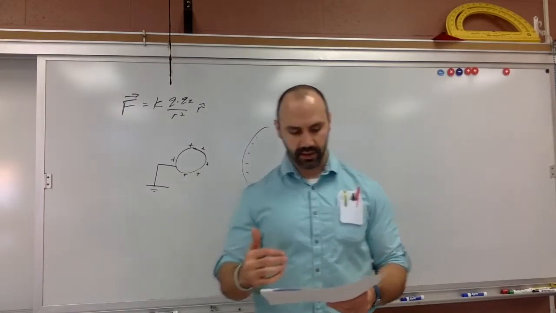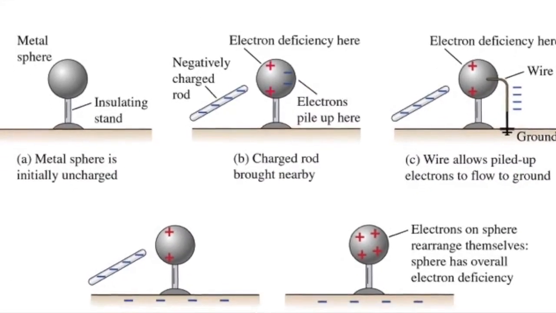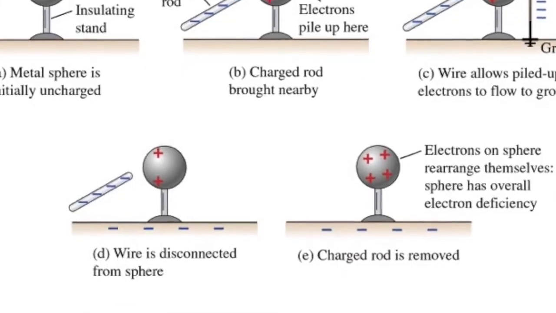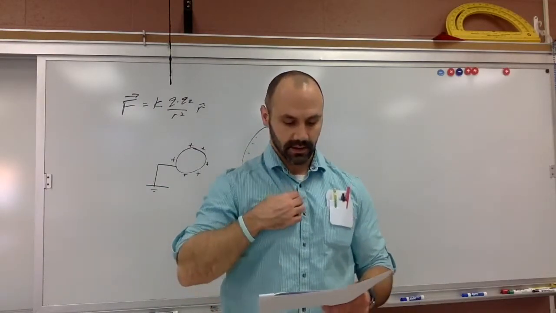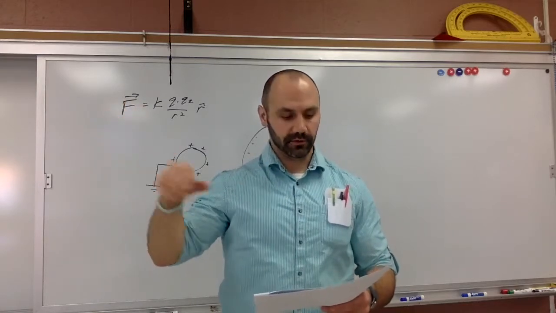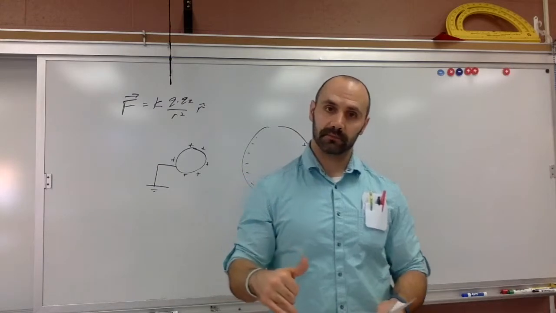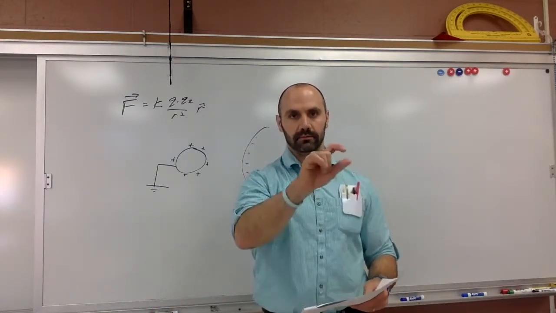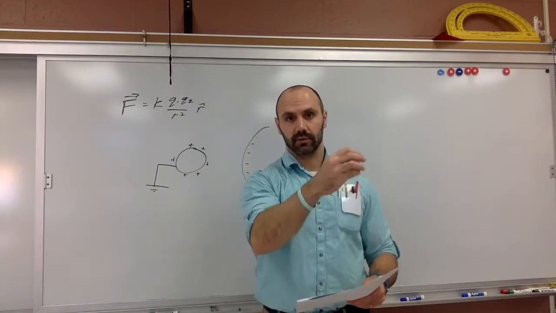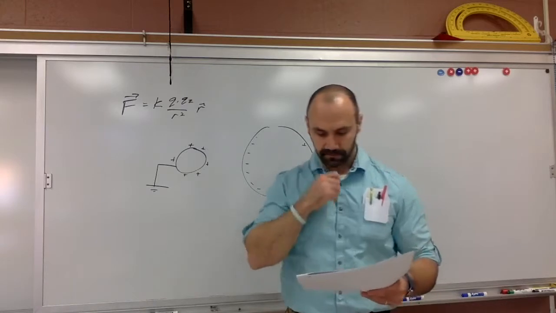Charging by induction in this diagram, right, you have the rod comes close, it polarizes it, and then it's grounded. So all of the negative charge goes to the ground. The positive charges remain because they're attracted to the negative. Then the wire is removed, and now you have a positive charge. So when you charge by induction in grounding, you end up with the opposite charge of the charging instrument. Right? The rod was negative, and then the sphere in the end has a positive charge on it.